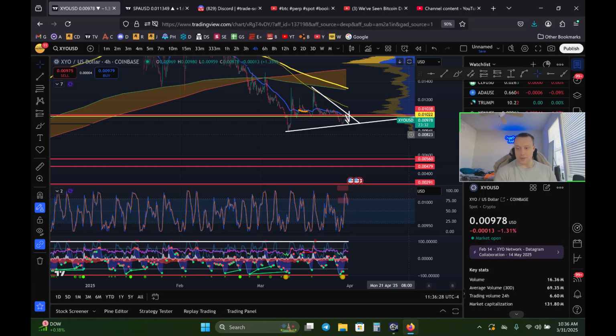If you guys don't want to get wrecked, always use a stop loss. And I guess my advice is always follow the trend. Trend is your friend until the end.